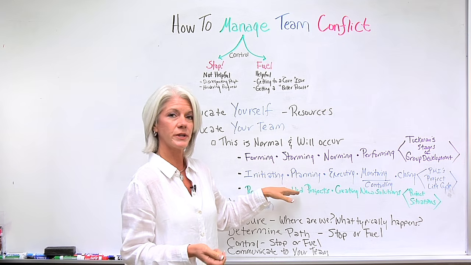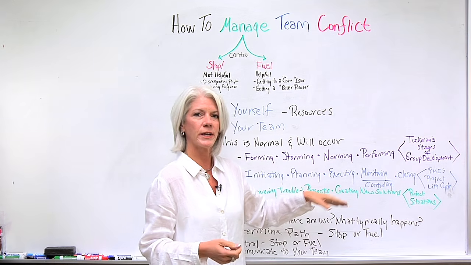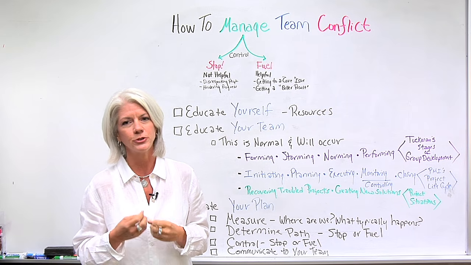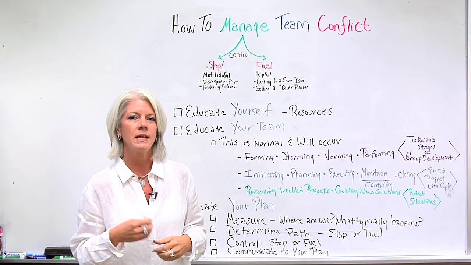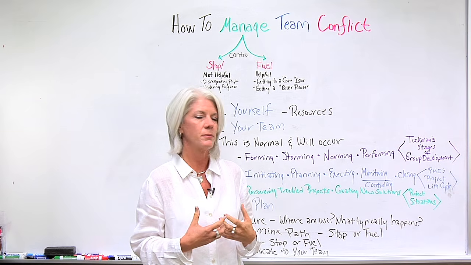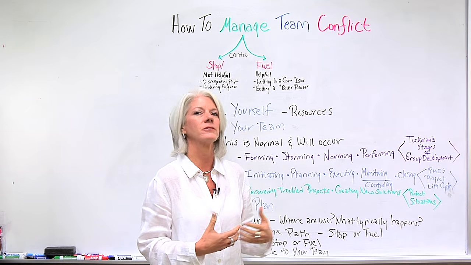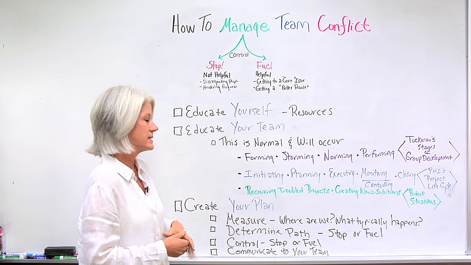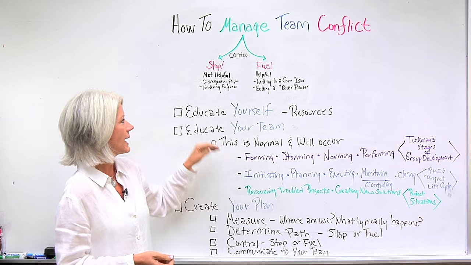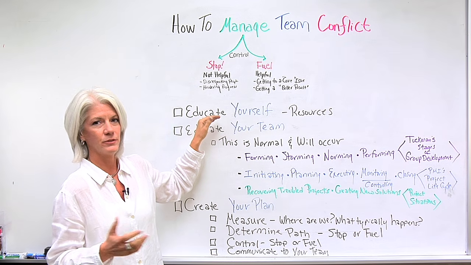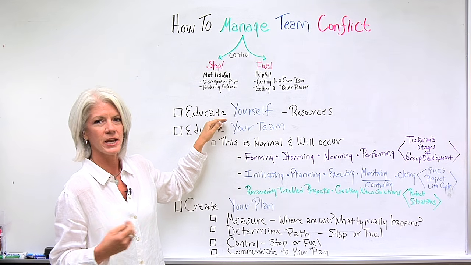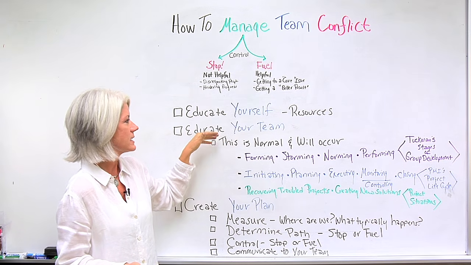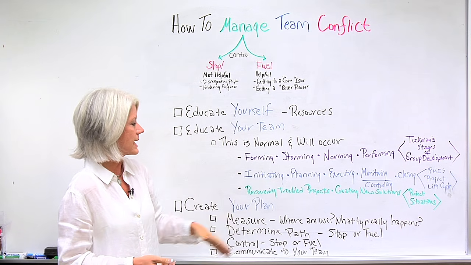And knowing there are certain situations that normally stem conflict. For instance, when you're recovering a troubled project or trying to create a new solution, where something that's been tried and true or has always worked before maybe isn't working. So you have to get together and hash things out in order to get a new solution. And then the best thing you can do is create your plan. So by now, knowing yourself that it's going to occur, educating yourself on new resources, new ways to approach this, and educating your team, you come up with a plan.